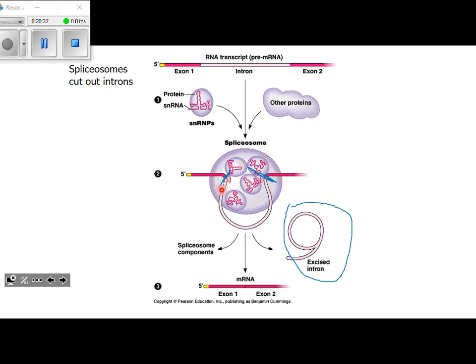So after those cuts are made and after the intron is cut out, the exons are going to be sort of glued together. They're going to be bonded together covalently by the spliceosome. And so now we used to have two exons with an intron in between them. Now we've just got the two exons that are bonded together.